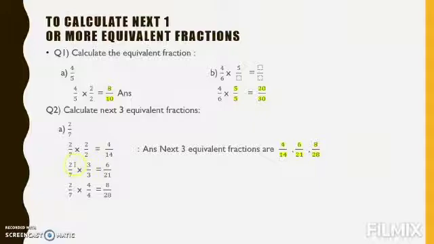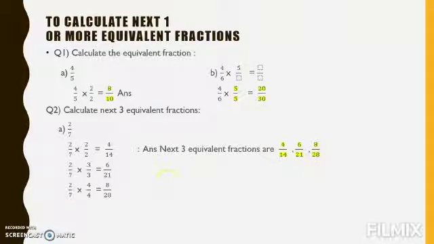Next one, 2 upon 7 into 3 upon 3. So 2 into 3, 6 and 7 into 3, 21. Next equivalent fraction will be found by multiplying it by 4 upon 4. So 2 into 4 is 8 and 7 into 4 is 28. So the next three equivalent fractions of 2 by 7 are 4 upon 14, 6 upon 21 and 8 upon 28. I hope now concept is clear.